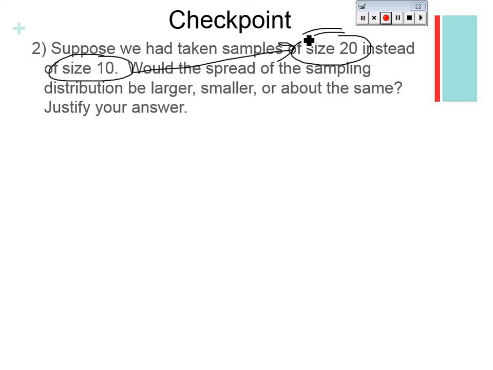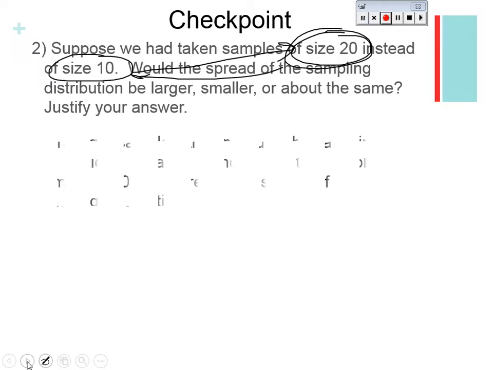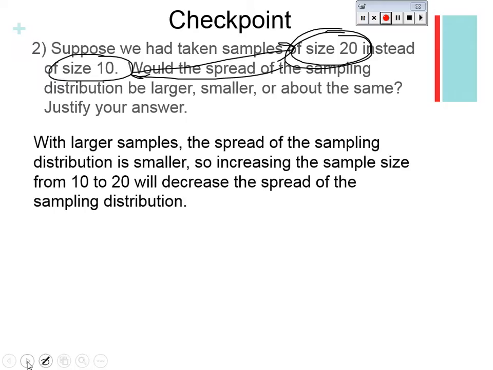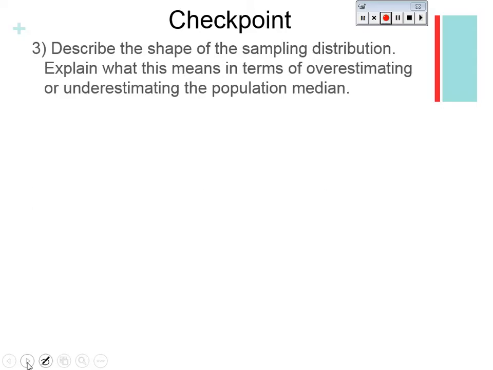So if we were to go from size 20 to size 10, what would happen here is the spread, in this case, would become larger because you're decreasing your sample size. So just note the relationship there between sample size and spread. Bigger samples, smaller spread, smaller samples, larger spread.